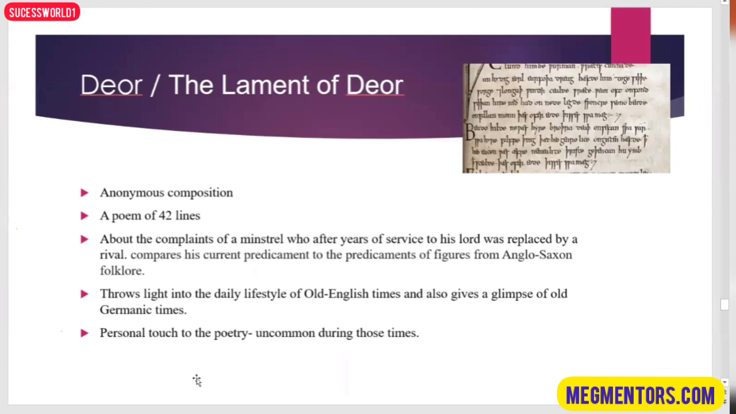He compares his current predicament to the predicaments of figures from Anglo-Saxon folklore. So there is a blending in of folklore as well into this work, and it throws light on the daily lifestyle of the Old English period and also gives a glimpse of old Germanic times. And like I said, it has a personal touch to poetry, which was very uncommon back in those times, because poetry mostly dealt with supernatural beings, warriors, and biblical subjects. So something personal in nature was very novel in that time.